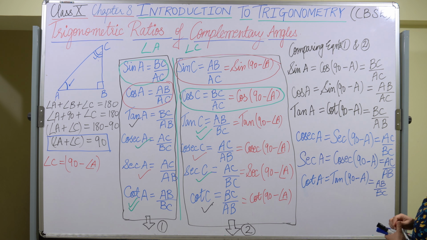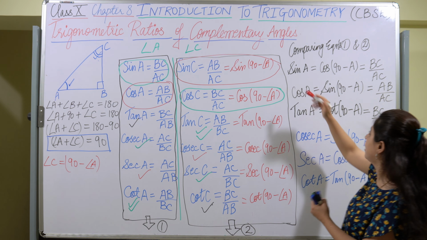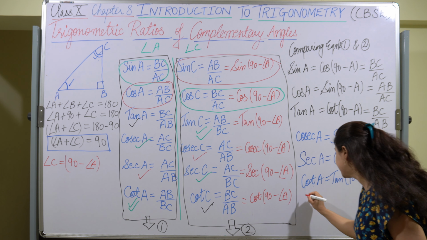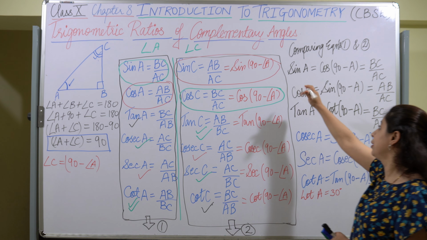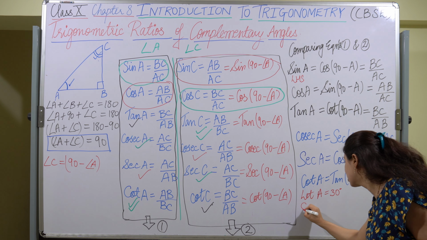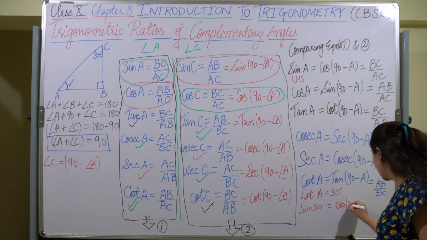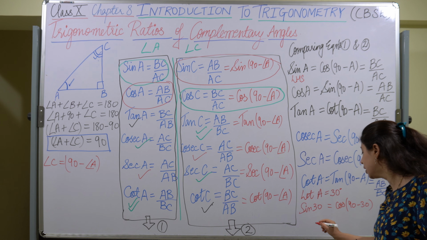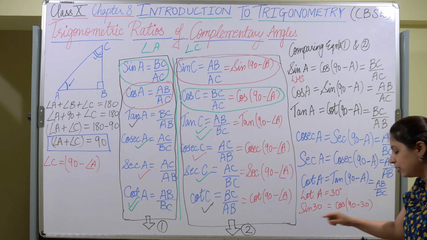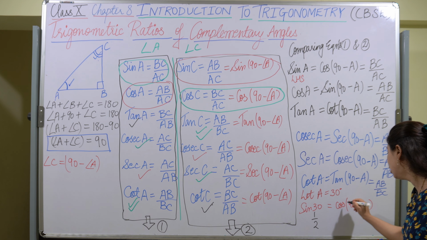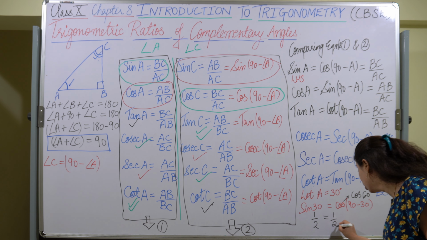Now we can also check whether these derived complementary ratios are accurate or not. So let us take sin A is equal to cos(90 minus A). Let us take A to be equal to 30 degrees. So sin 30 should be equal to cos(90 minus 30). We have already derived all the values for the trigonometric ratios of some specific angles. So sin 30 is 1 by 2, and cos(90 minus 30) is cos 60, which is also equal to 1 by 2.